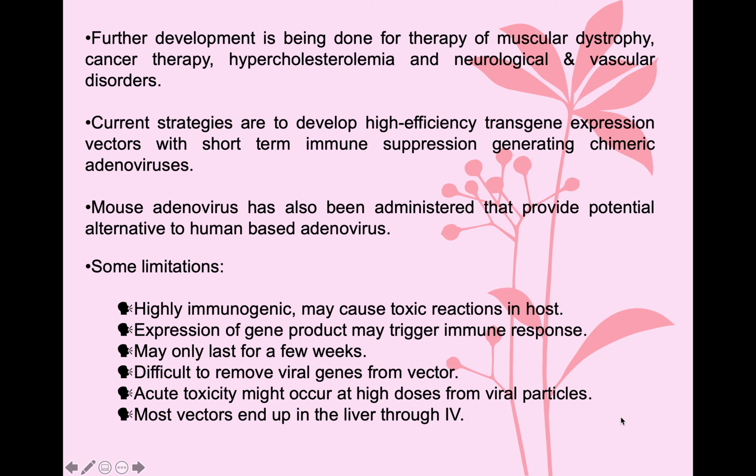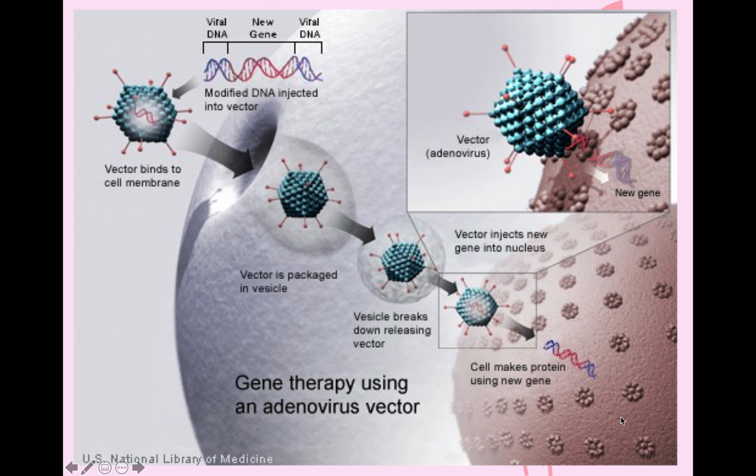So when it is destroyed, there is a mechanism in our body that will take it to our kidney to be flushed out. But these vectors, if given through IV, most of the time end up in the liver, and when they infect the liver, simply said, you don't really have that long to live. So this is the case of gene therapy using adenovirus vectors.